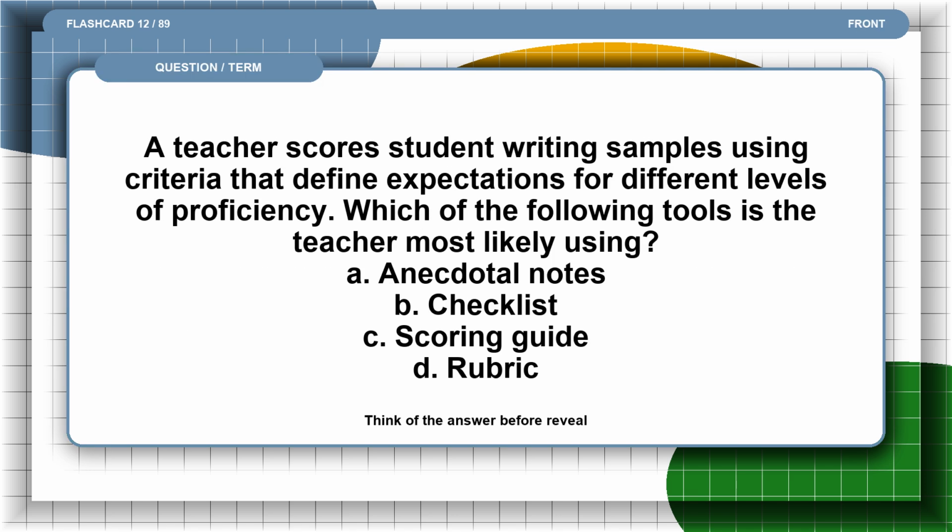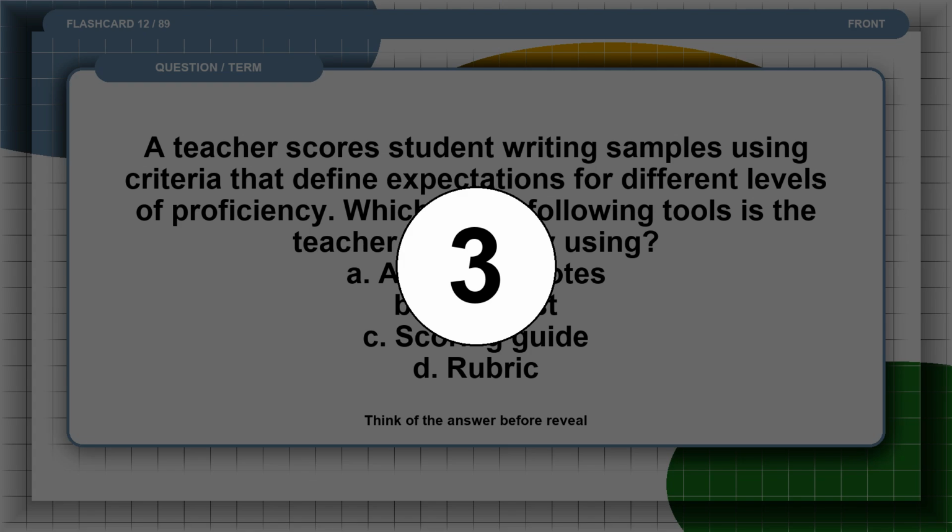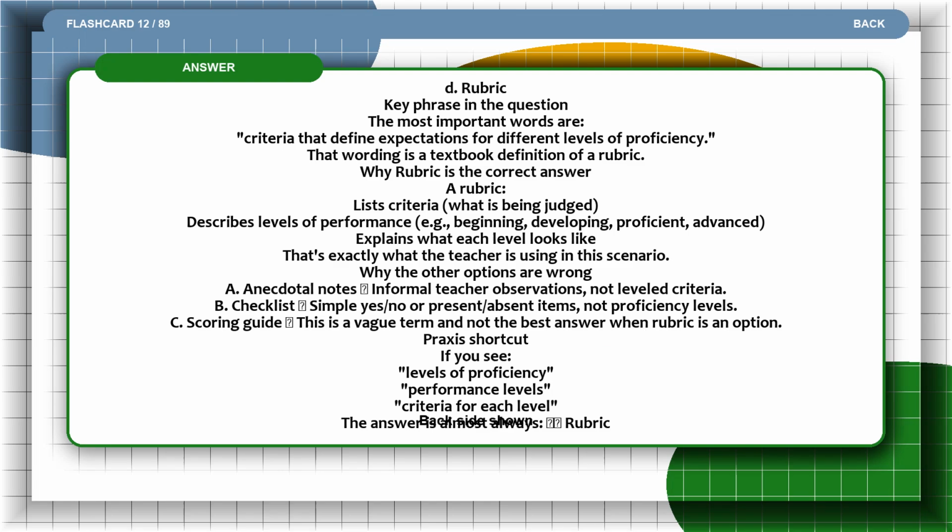Flashcard 12. A teacher scores student writing samples using criteria that define expectations for different levels of proficiency. Which of the following tools is the teacher most likely using? A. Anecdotal notes. B. Checklist. C. Scoring guide. D. Rubric. Pause and think of the answer before the reveal. The answer is D. Rubric.